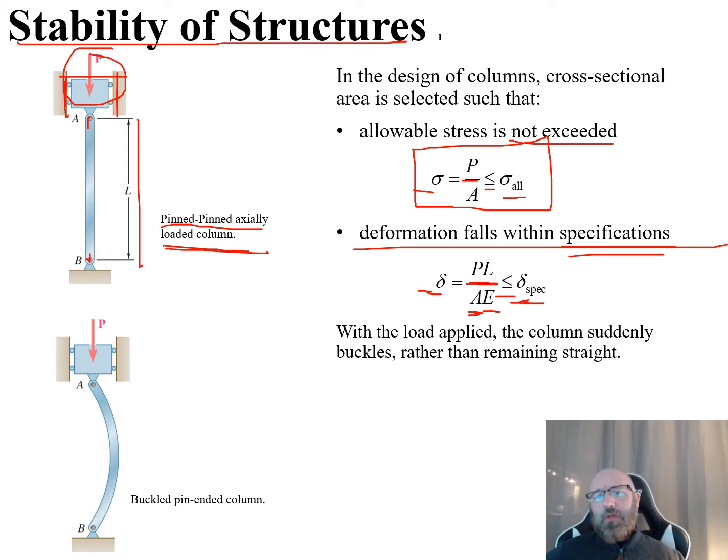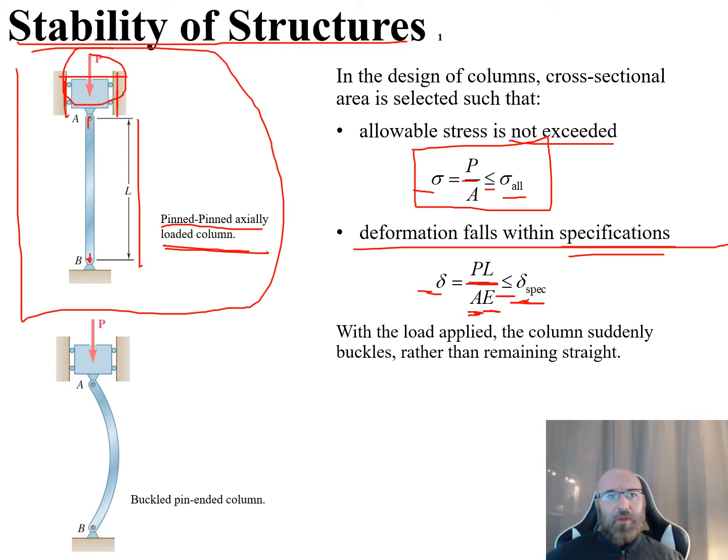Now let's think about this in practical terms. If we do what we see in the top diagram up here, this is pinned at B, this is pinned at A, and we have this constrained load P coming down, pushing on it. What's going to happen with the column? If it's pinned in both those locations and the load can't move at all, then you're going to see it buckle like we see here. With the load applied, the column suddenly buckles rather than remaining straight. It's going to bow out like we see here in the diagram on the bottom.